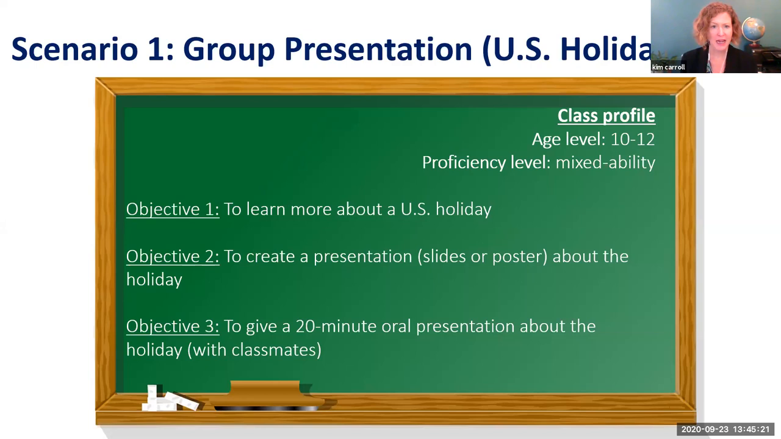I have a class that I want them to do group presentations on US holidays. And their age levels are 10 to 12 years old, and they are mixed ability. So they have different proficiency levels, let's say between high beginner to low intermediate level. My three objectives for them is to learn more about a US holiday, to create a presentation, could be slides or a poster, about that holiday, and to give a 20-minute presentation about the holiday, working together as a group.